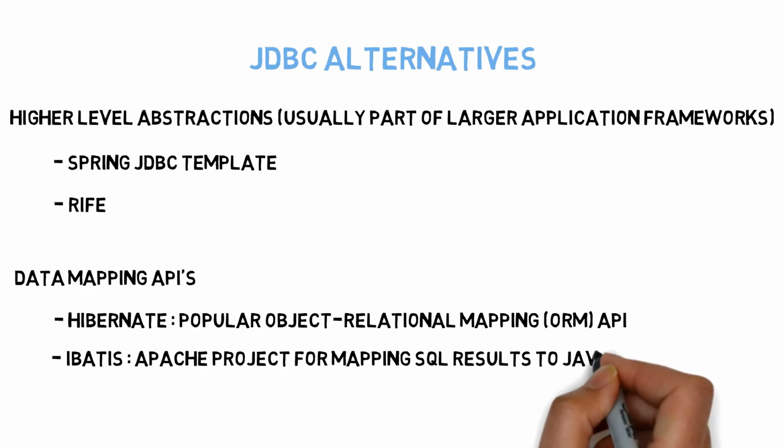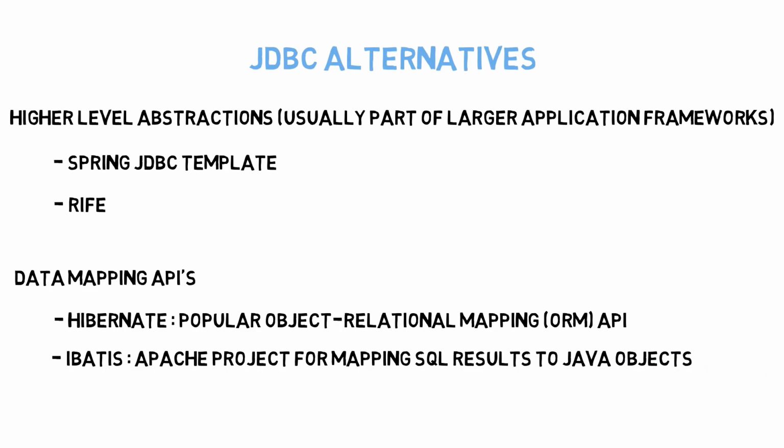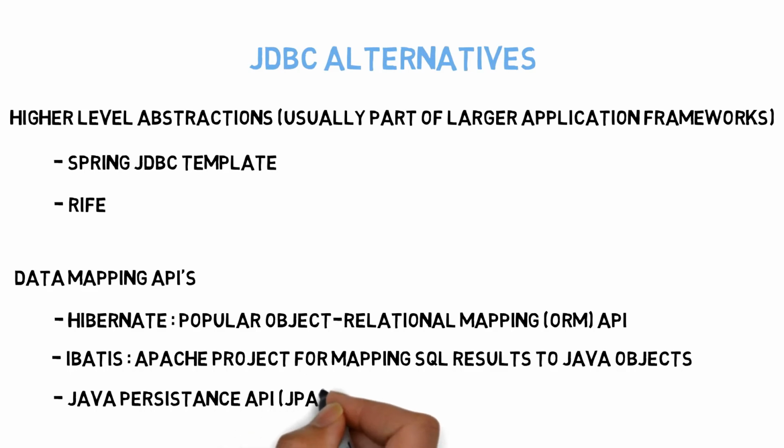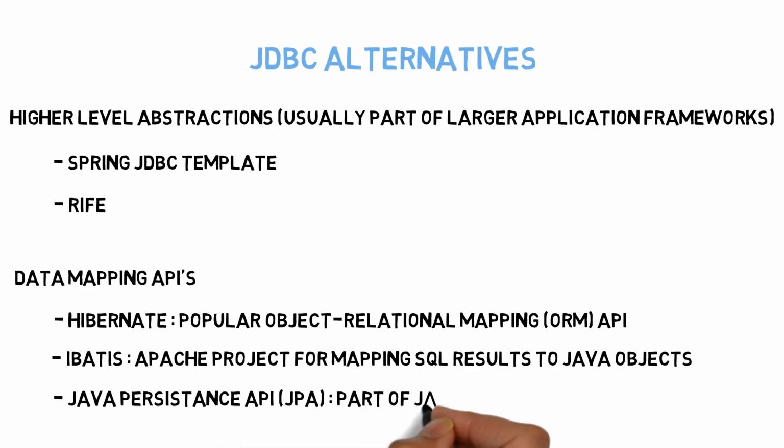And there are other mapping libraries, such as iBatis from Apache, and the Java Persistence API, or JPA, which is actually a part of the Java EE platform. Again, regardless of whether you use JDBC directly, or you use one of these higher-level application frameworks or data mapping APIs, in the background, JDBC is at work.